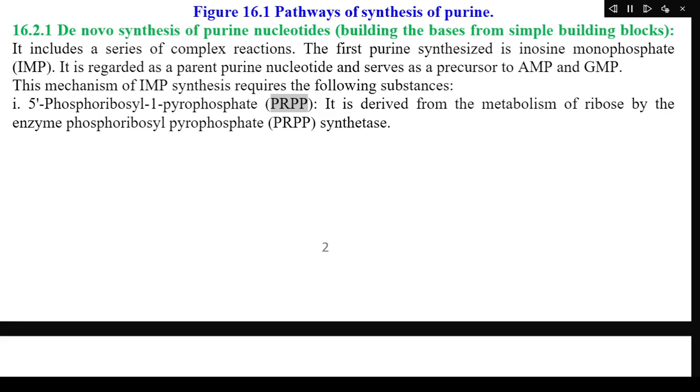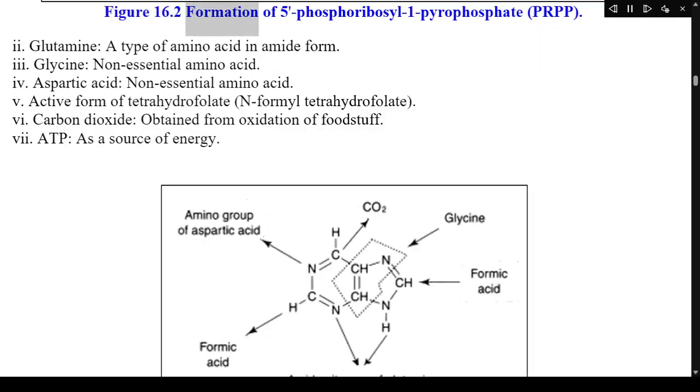1. 5-phosphoribosyl-1-pyrophosphate, PRPP. It is derived from the metabolism of ribose by the enzyme phosphoribosyl pyrophosphate, PRPP, synthetase. Figure 16.2 Formation of 5-phosphoribosyl-1-pyrophosphate, PRPP. 2. Glutamine, a type of amino acid in amide form. 3. Glycine, non-essential amino acid. 4. Aspartic acid, non-essential amino acid.